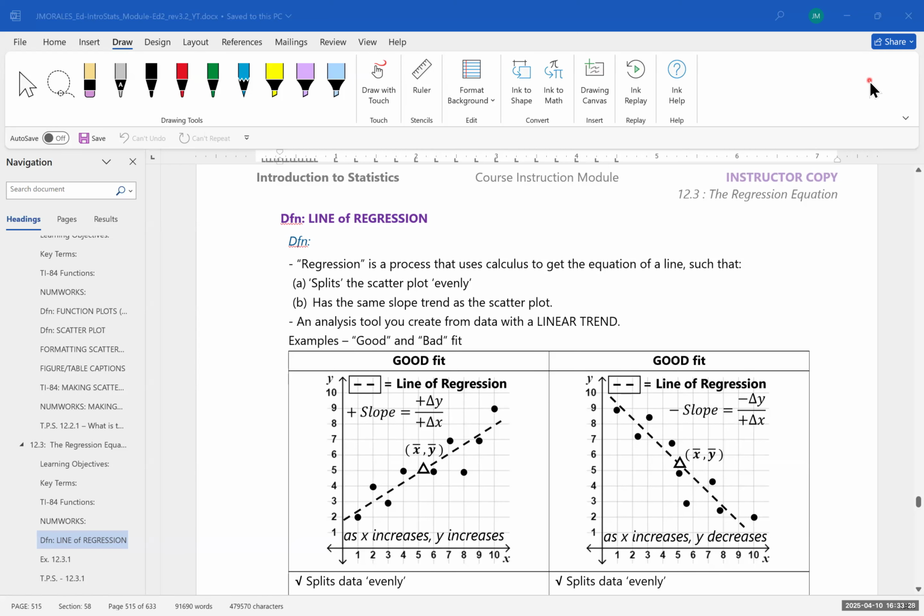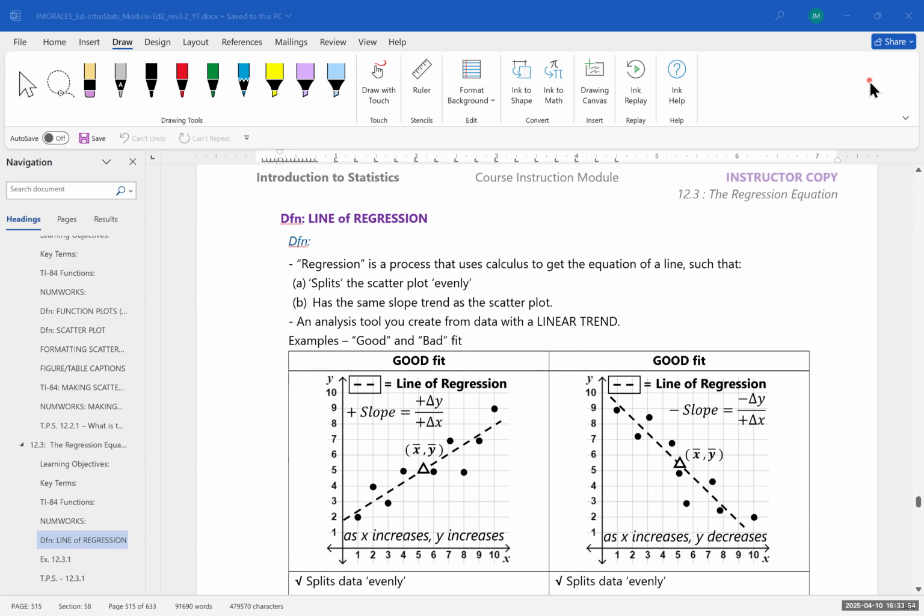Okay, so now that we've learned how we can take data and form ordered pairs and graph those ordered pairs in a scatter plot, let's now start looking for a pattern, looking for a trend, and beginning to mathematically define that trend.